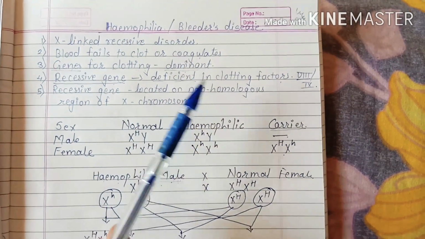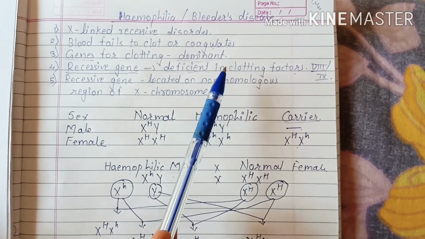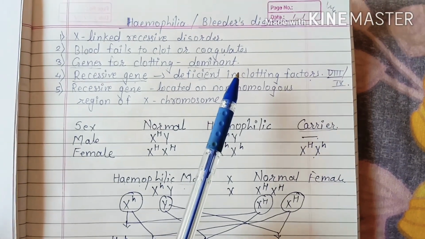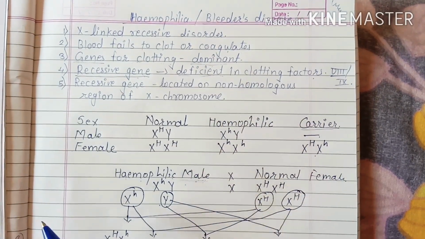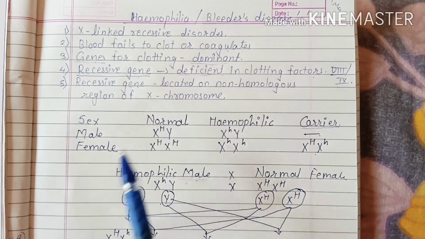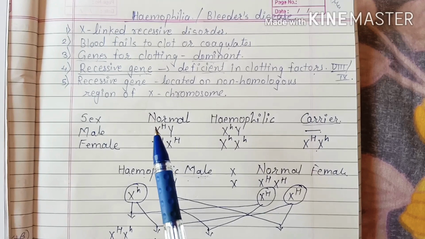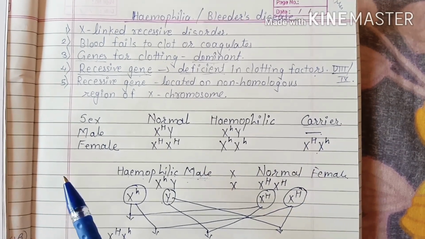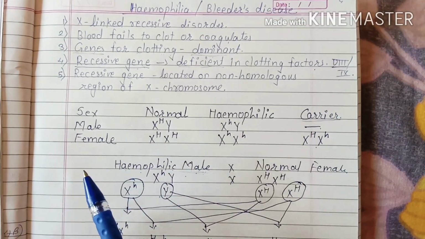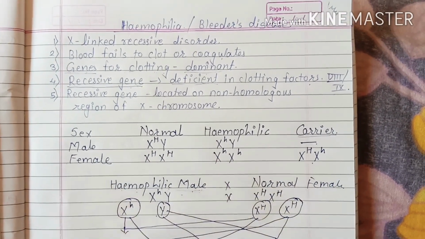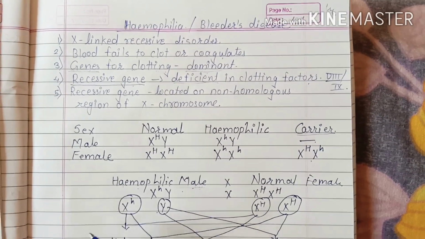Now this hemophilia is also known as the royal disease. Why is it known as the royal disease? Because the royal families of England, Germany, Russia and Spain in the 19th and 20th century were suffering from this hemophilia. Queen Victoria of England was also suffering from hemophilia, and she passed the trait on to 3 of her 9 children. So it is an inherited trait. This is all about hemophilia or Bleeder's disease.